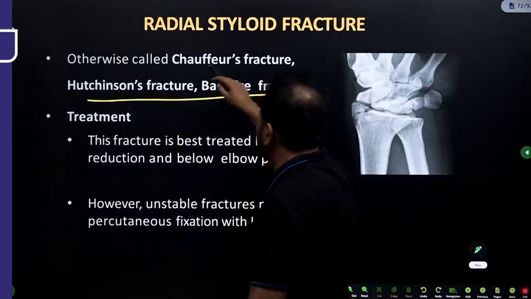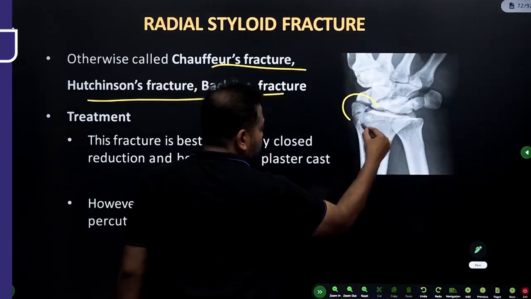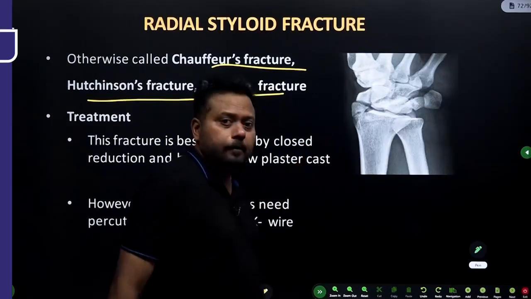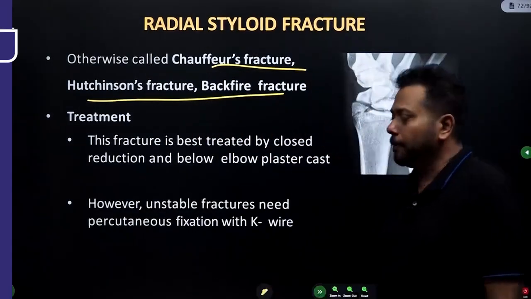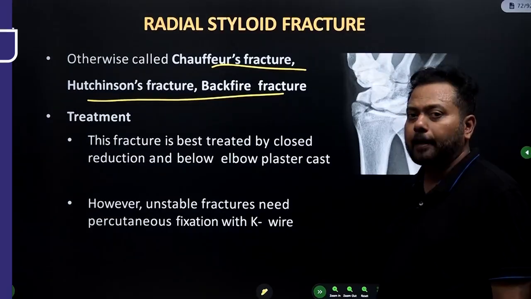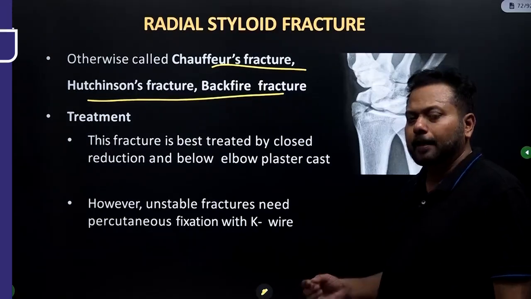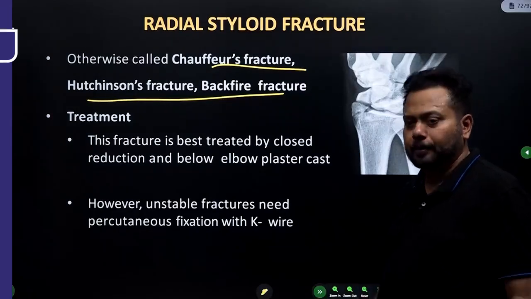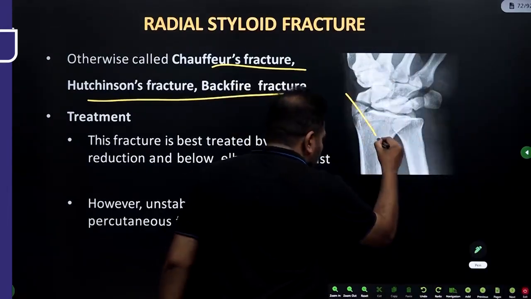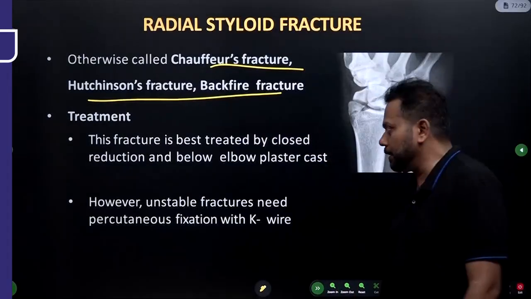These are the synonyms. Coming to management, if you look at this radial styloid, are you able to see here a radial styloid, a fracture line here? You see radial styloid fracture. The best management is fracture is best treated by closed reduction and below elbow POP cast. If it is very unstable, very much displaced, K-wire fixation and below elbow POP cast. Just you fix this fragment through a K-wire like this, then a below elbow POP cast. That will get united nicely.